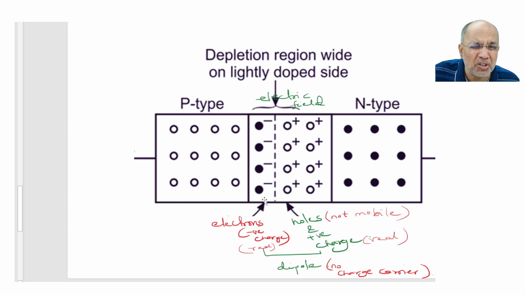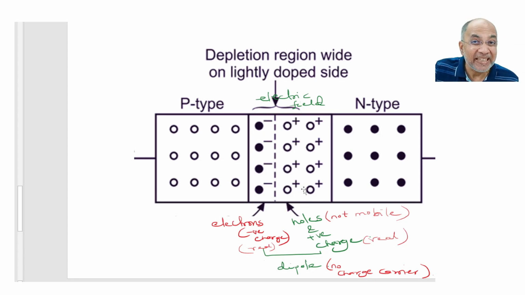So there is a small potential difference across the PN junction, and this small potential difference, or the electric dipole, that is the key. That is the starting point of the photovoltaic effect.